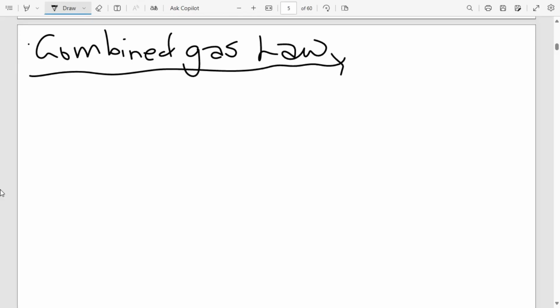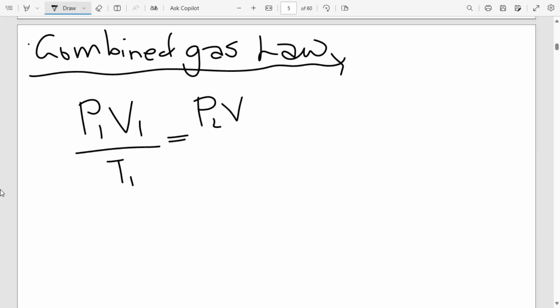So how are we going to come up with a combined gas law? We've examined the relationships of all those variables under each distinct law that we've talked about, and we can combine them into one simple equation, such that the pressure one, volume one over temperature one is equal to the pressure two, volume two over temperature two, which means the ratio between these two is what?